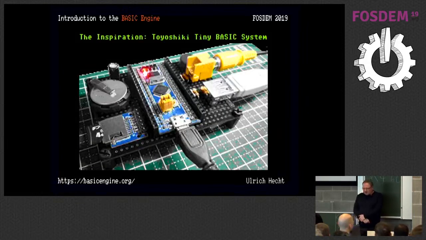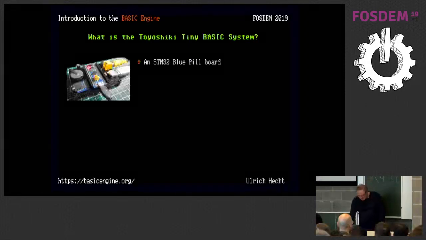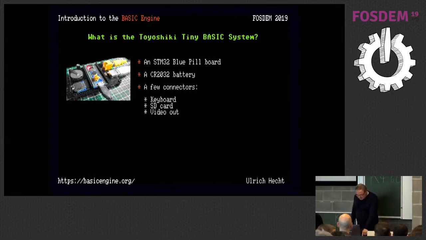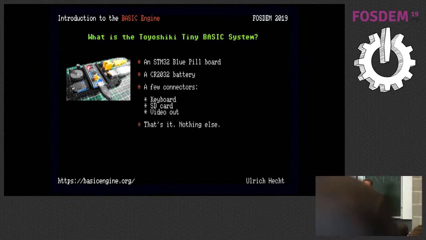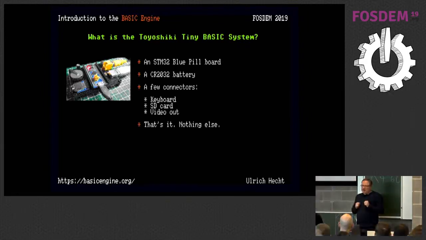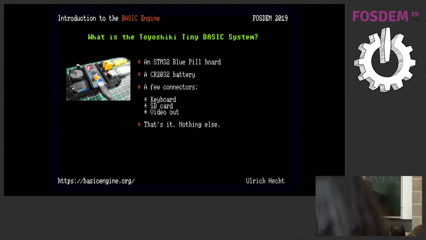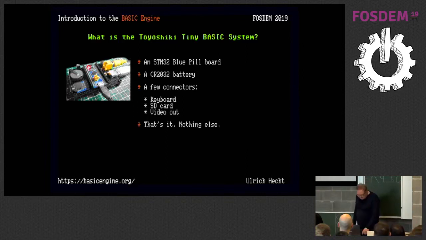This is the Toyoshiki Tiny Basic system. It's basically an STM32 microcontroller development board, a so-called blue pill board. That's the blue thing in the middle. And it has a battery and a couple of connectors for keyboard, SD card and video, and that's it, nothing else. So this is basically just a development board that costs €1.40 on AliExpress and some metal and plastic. So that is a design I can get behind.